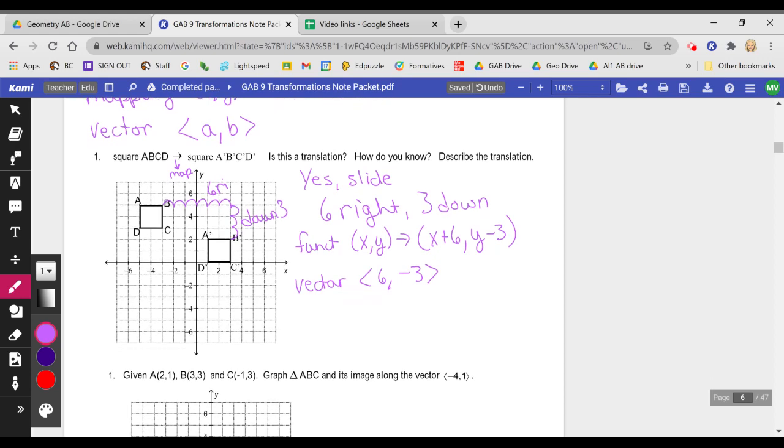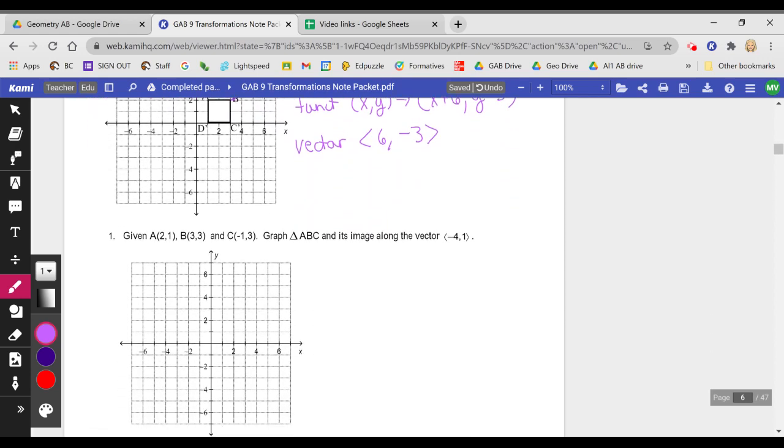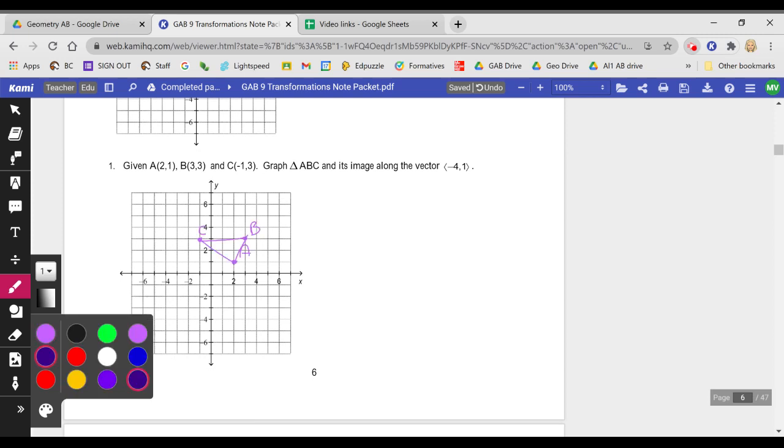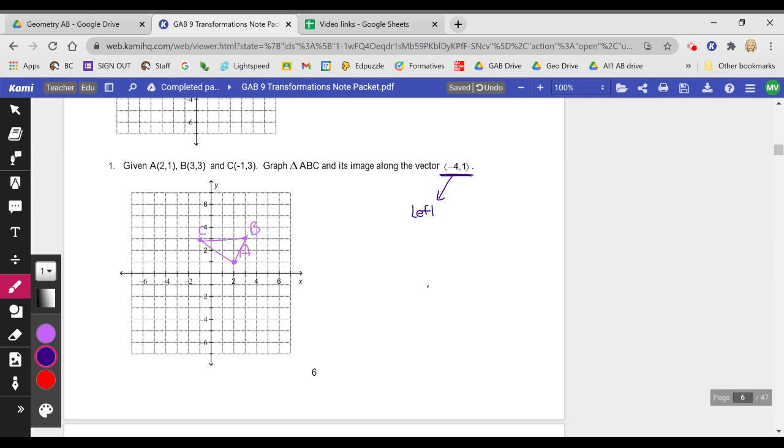So let's look at this example. I want you to pause. I want you to plot this triangle and then come back. So I plotted my triangle ABC, and now I want to graph the image along the vector negative 4, 1. So negative 4 means left 4, and positive 1 means up 1.